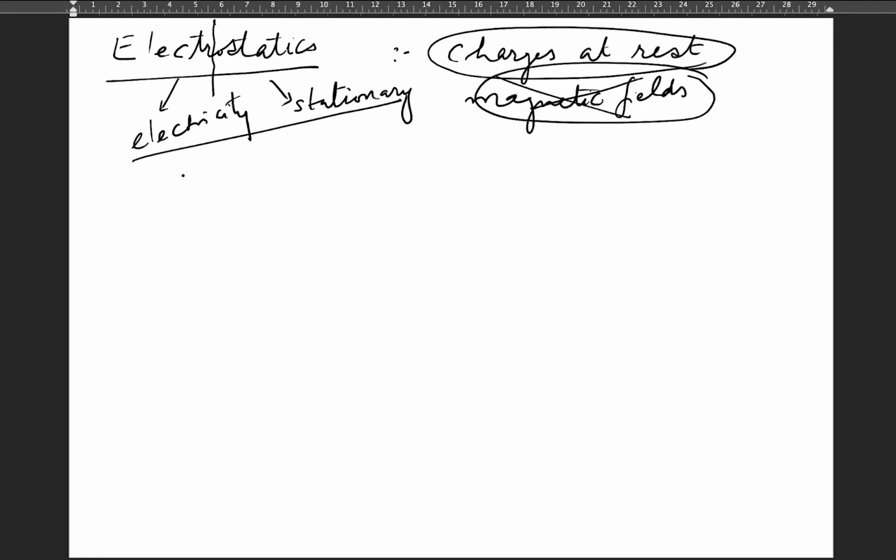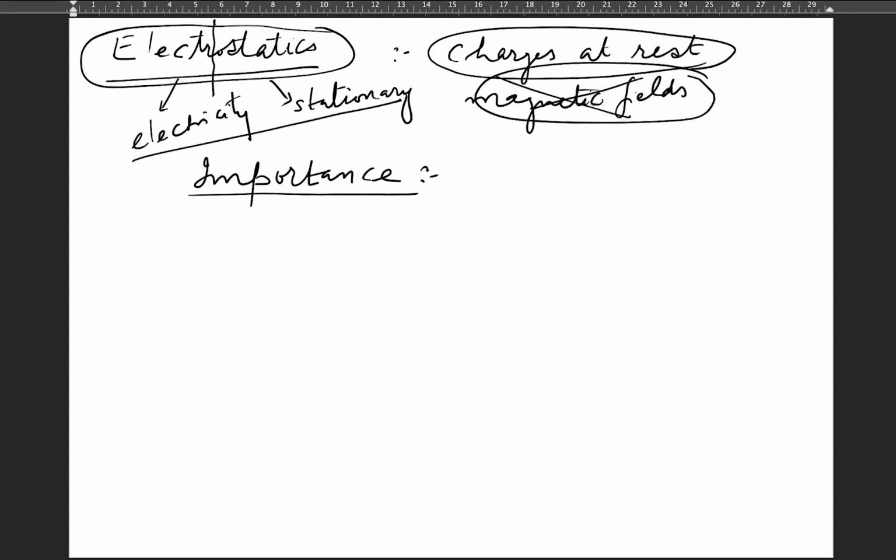But we may think that this is a very simple topic, so why are we going to study this? The importance of this topic is that, although it may be one of the simplest topics in the subject, there are many phenomena which are explained with the help of electrostatics only, like thunder and lightning, especially lightning, not the thunder, which is just the sound. The lightning phenomenon is electrostatic majorly in its nature.